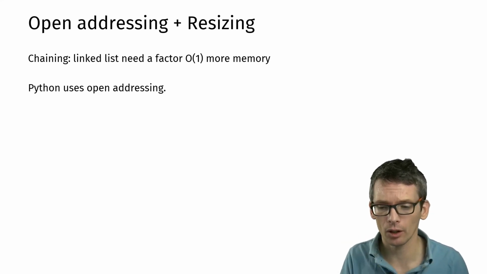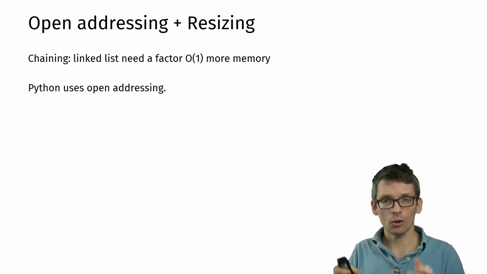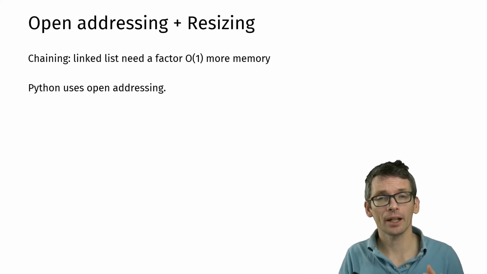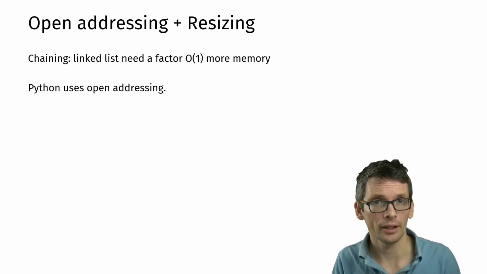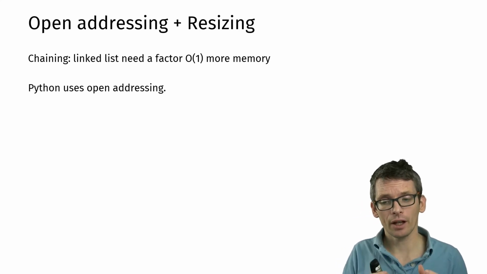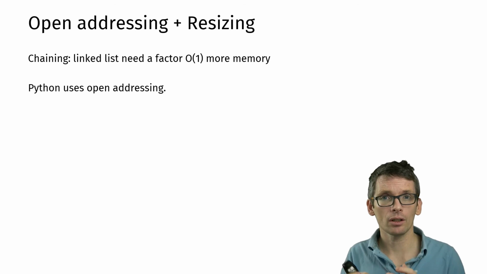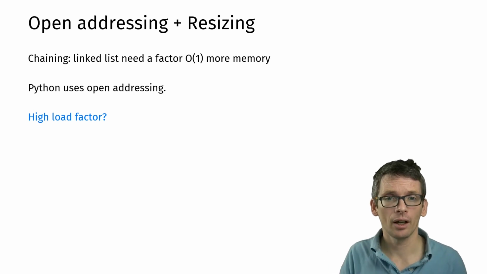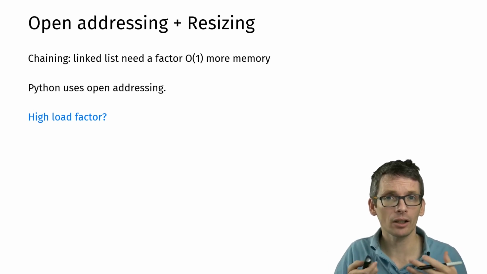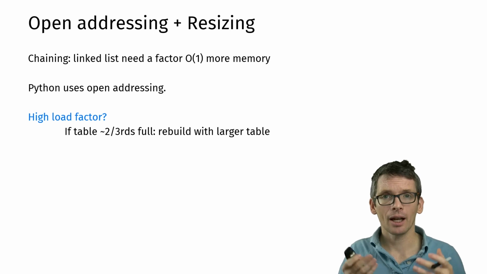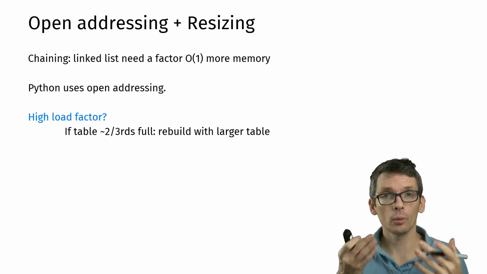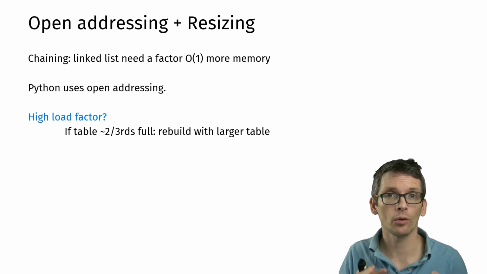And why does it use open addressing? Chaining has its overhead of the linked lists, which need more storage, which if we can avoid it, we will want to avoid it. The disadvantages that I just mentioned are actually not problematic because they're related to high load factor. But what can I do about a high load factor? I can use dynamic arrays. I can use principles of dynamic arrays and simply rebuild the table if it's too full. So Python will rebuild the table as soon as it's 2/3 full.